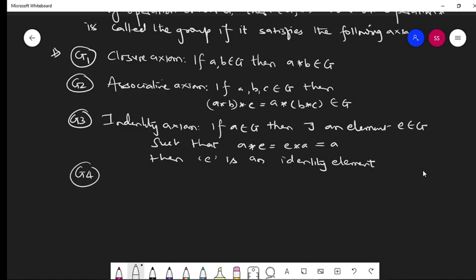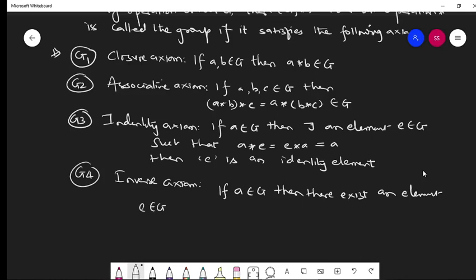And G4, the inverse axiom: if A belongs to G, then there exists an element A dash belongs to G such that A asterisk A dash equals A dash asterisk A equals E. Then A dash is the inverse of A.